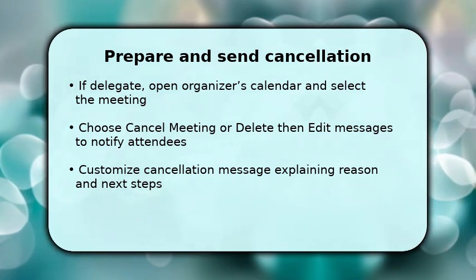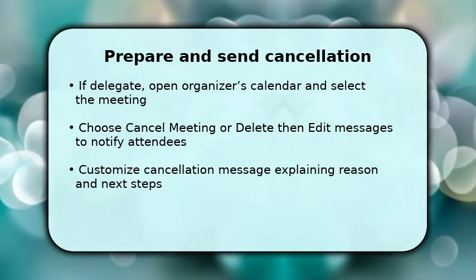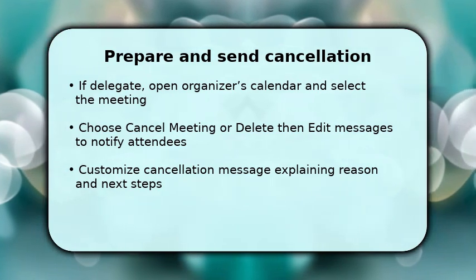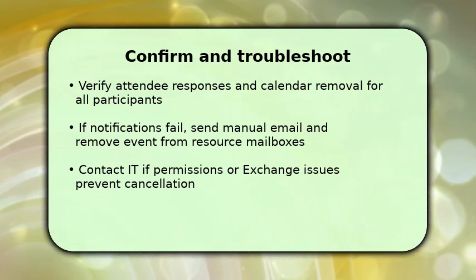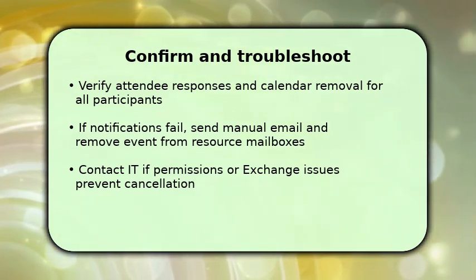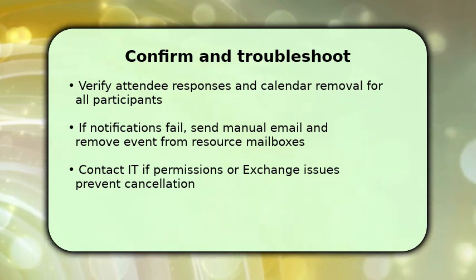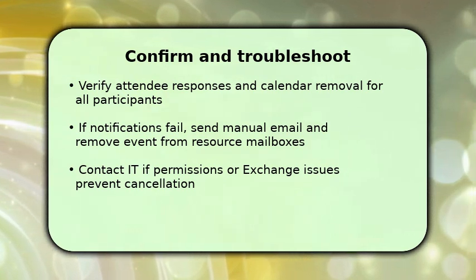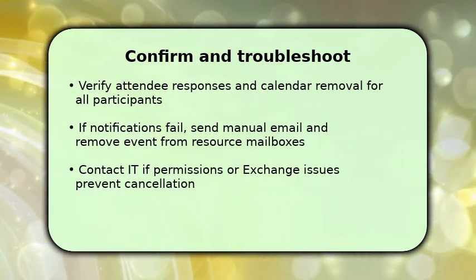Once done, double-check the recipient list and include alternative contact or reschedule suggestions so attendees understand next steps and how to follow up. Finish by verifying that the cancellation reached everyone and that the event is removed from attendees' calendars, including any resource mailboxes. If some clients still show the meeting, resend a manual email and instruct recipients to delete the event locally. Make sure to audit the organizer's sent items to confirm the cancellation was sent.